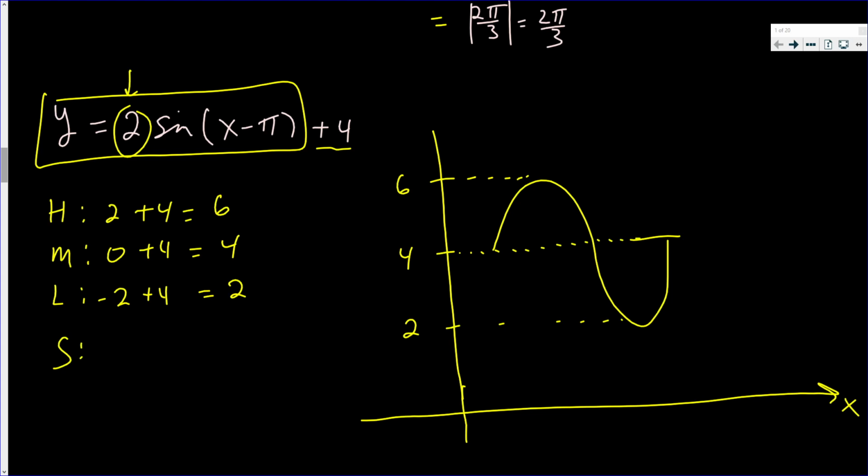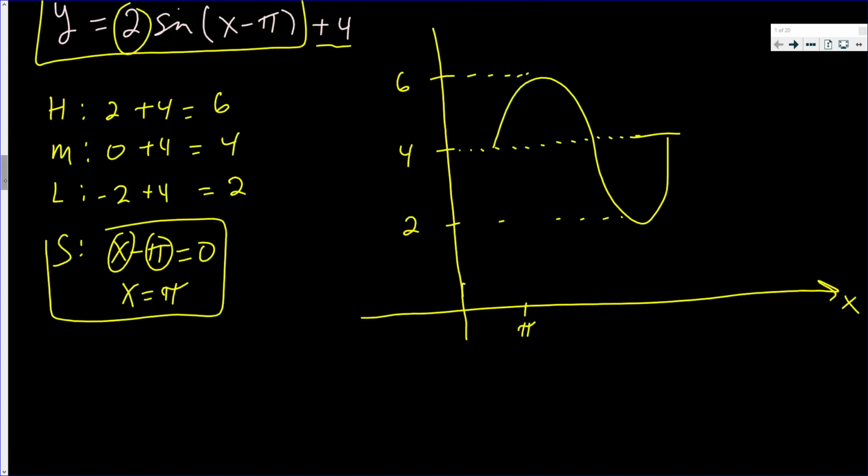Okay, so what is the start? Well, the start is when the angle is 0. Again, if you subtract two things and you get 0, those two things are equal. So it starts at pi.